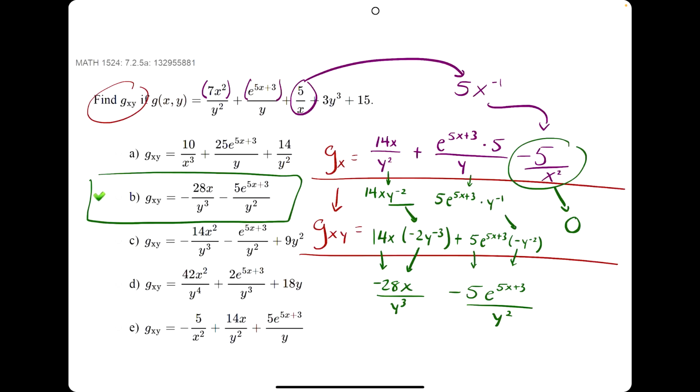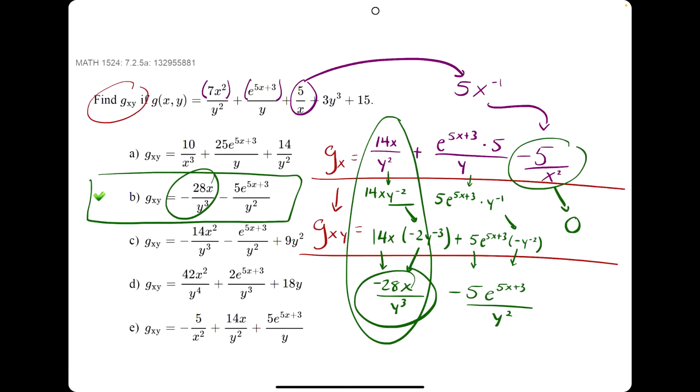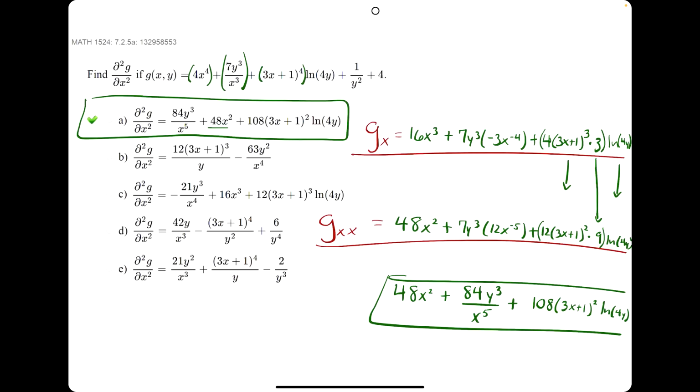So for example, if we just followed the first term all the way down and we got this negative 28x over y cubed, that's the only negative 28x over y cubed in all of the answer choices. And so if you can successfully take the derivative of one of the terms, you'll be in good hands. Kind of like we saw in this last problem where we had 4x to the fourth, we just took two derivatives of that with respect to x, and we got that 48x squared, which only showed up in option A.